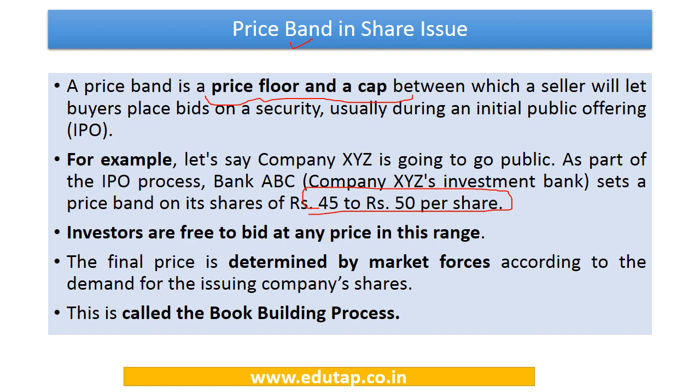This is going to be the minimum amount, that is rupees 45, and rupees 50 is going to be the maximum amount. The final price is going to be determined by market forces, that is, how many subscriptions the company receives and how many shares the company has to allot. So this is going to help determine the final price, and this whole mechanism, this whole process, is technically termed the book building process. So price band is a very important term associated with the concept of book building of securities.